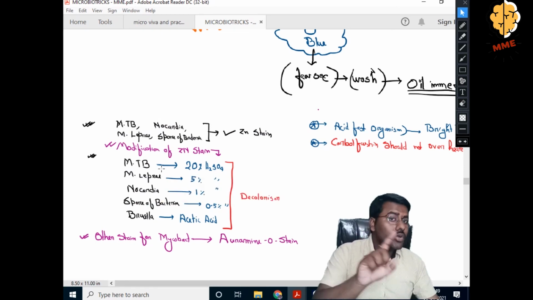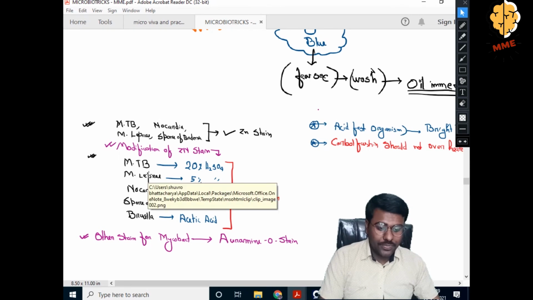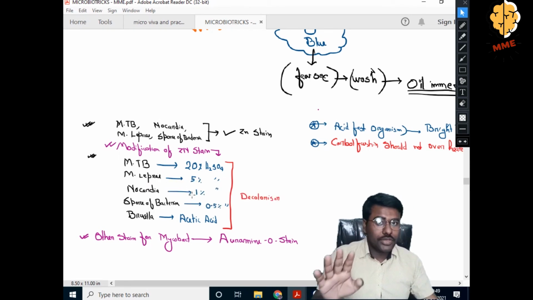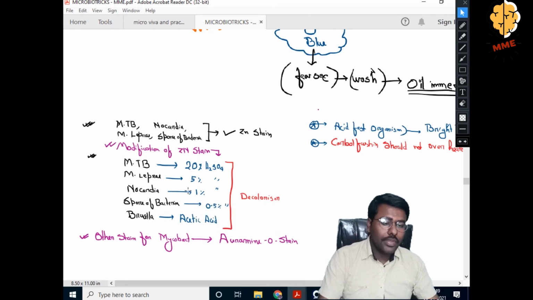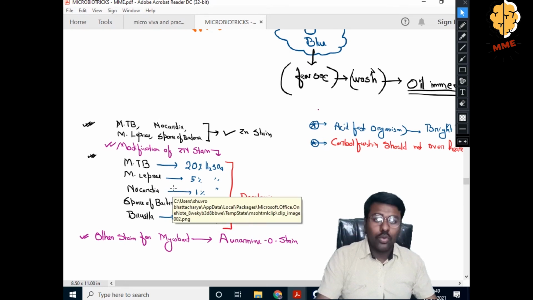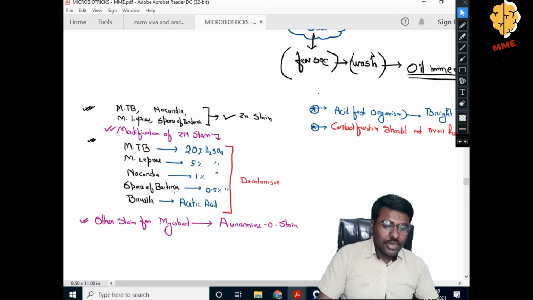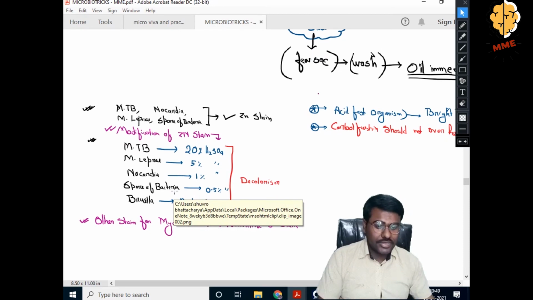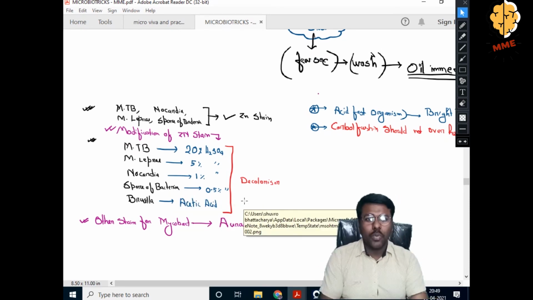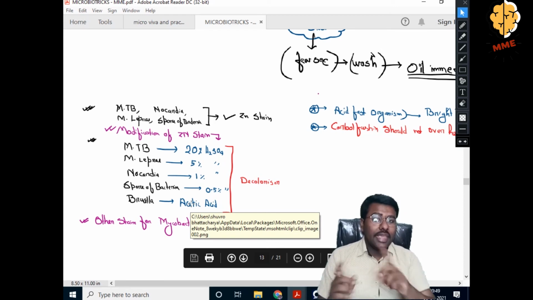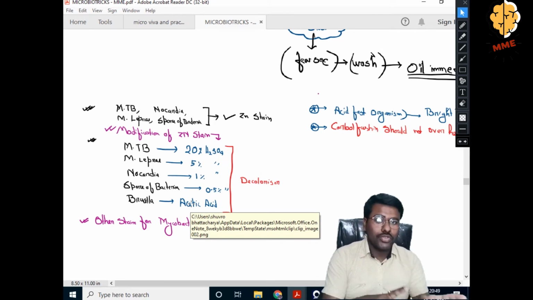TB20, T for 20, T20. Leprosy, P for 5, okay. Then there is Nocardia, for Nocardia we give 1%. Spores of bacteria, even less, 0.5%. And there is Brucella. In case of Brucella we have to add AB: A for acetic acid, B for Brucella, AB.